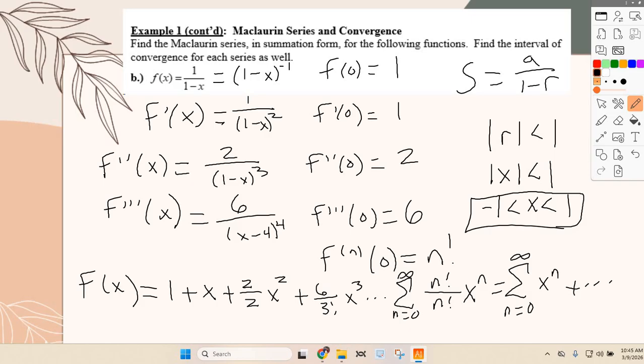Which is why we like it when we can write things as geometric, because we can just use this format and we don't have to do the ratio test. Which isn't necessarily hard, it's just longer. Other questions?